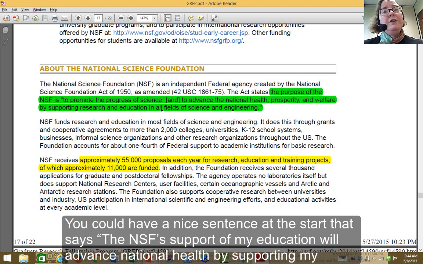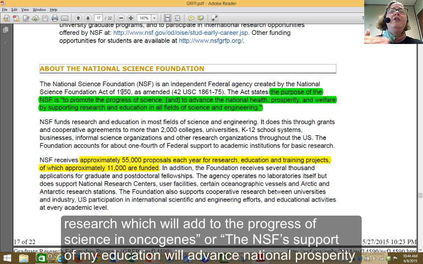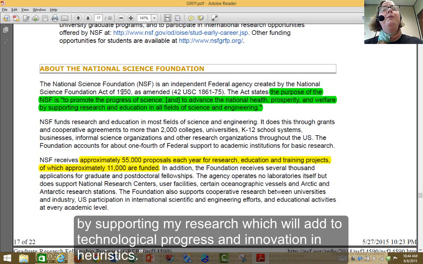You could have a nice sentence at the start that says, "The NSF's support of my education will advance national health by supporting my research, which will add to the progress of science in oncogenes." Or, "The NSF's support of my education will advance national prosperity by supporting my research, which will add to technological progress and innovation in heuristics." So, those are valuable phrases that you can take and add to.